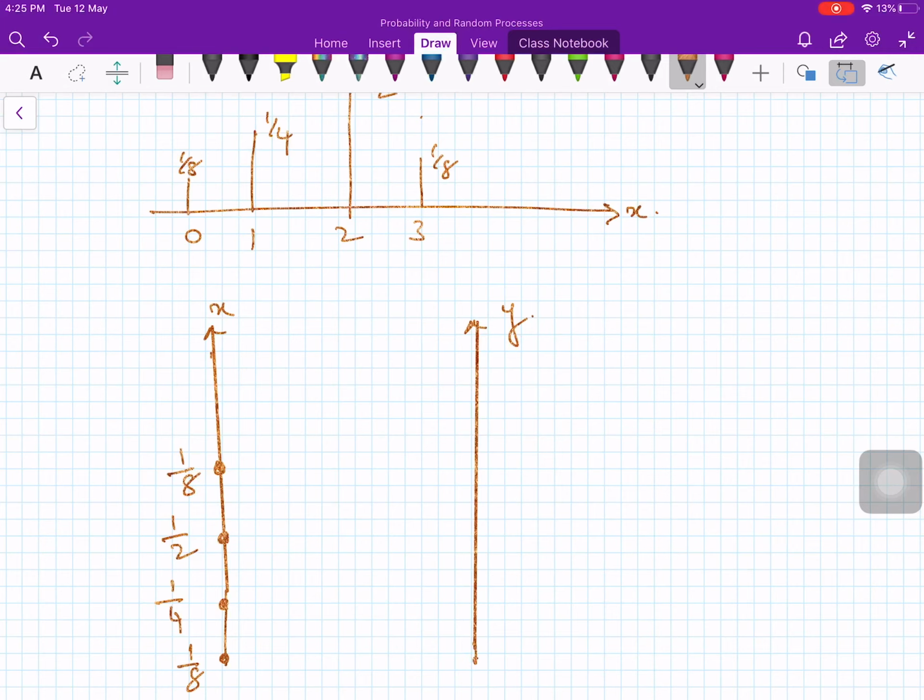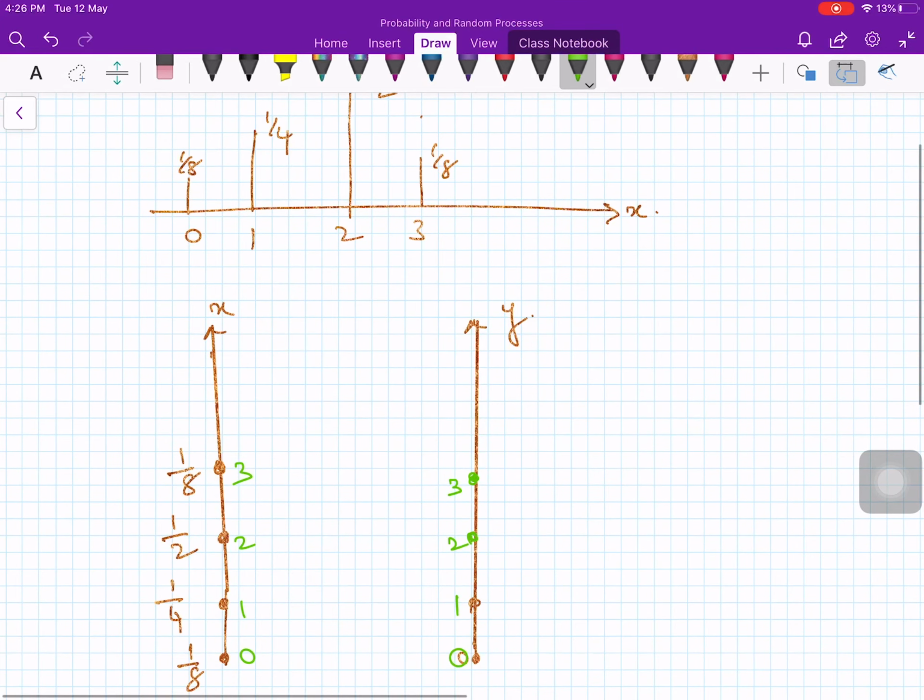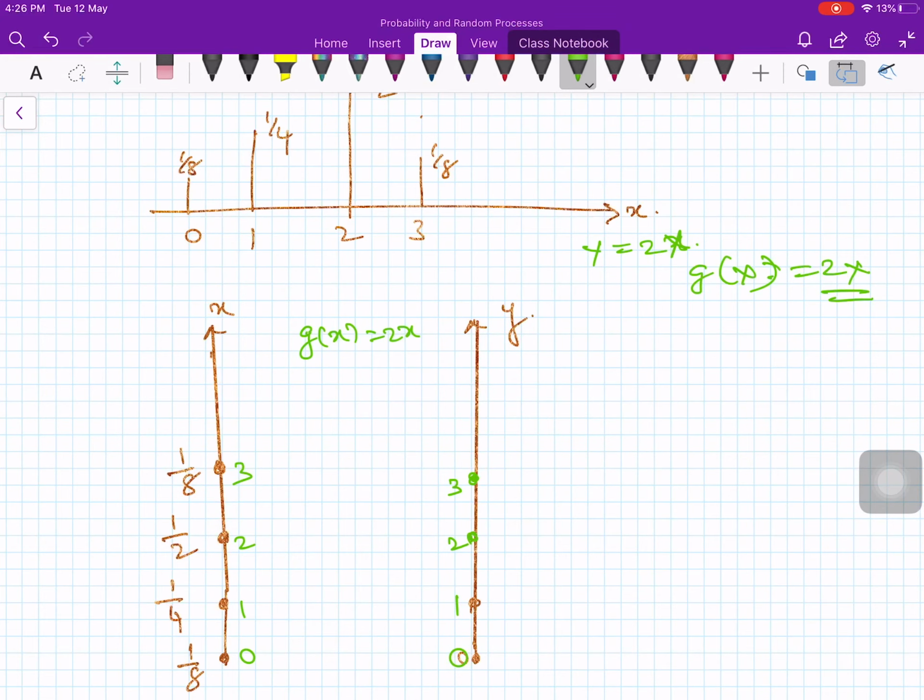The right hand side also I may have 0, 1, then 2, then this is 3, and this is 0, 1, 2, 3. Now what is the function here? I am defining y equal to 2x, with capital X. So therefore g of x equal to 2x. So the function is g of x equal to 2x here.